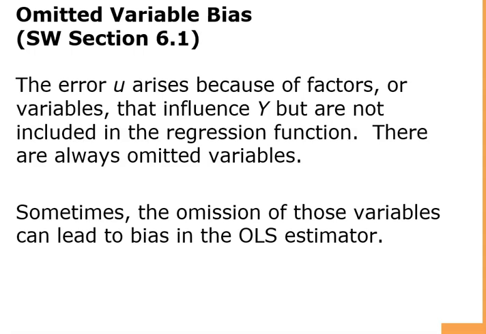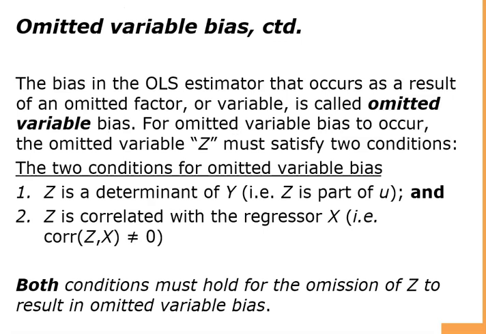So these variables should ideally be included in the regression because obviously they have an effect on the y variable, but since they are not included, they are called omitted variables. And obviously the omission of these variables will lead to a bias in the OLS estimator, and that is what we define as the omitted variable bias. So the bias in the OLS estimator that occurs as a result of an omitted variable is called omitted variable bias. That is pretty much the standard definition for omitted variable bias.